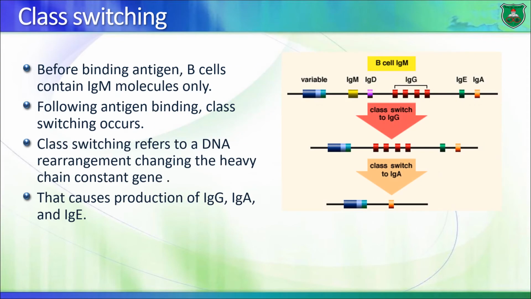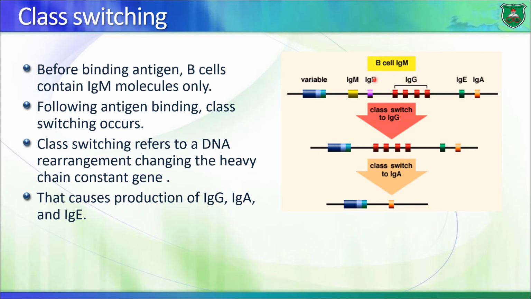So what usually happens with the heavy chain is something known as class switching. What happens first is that these B cells contain on the surface IgM molecules having a variable region. Now notice the order of the exons for the constant regions. You have IgM, IgD, IgG, IgE, and IgA.